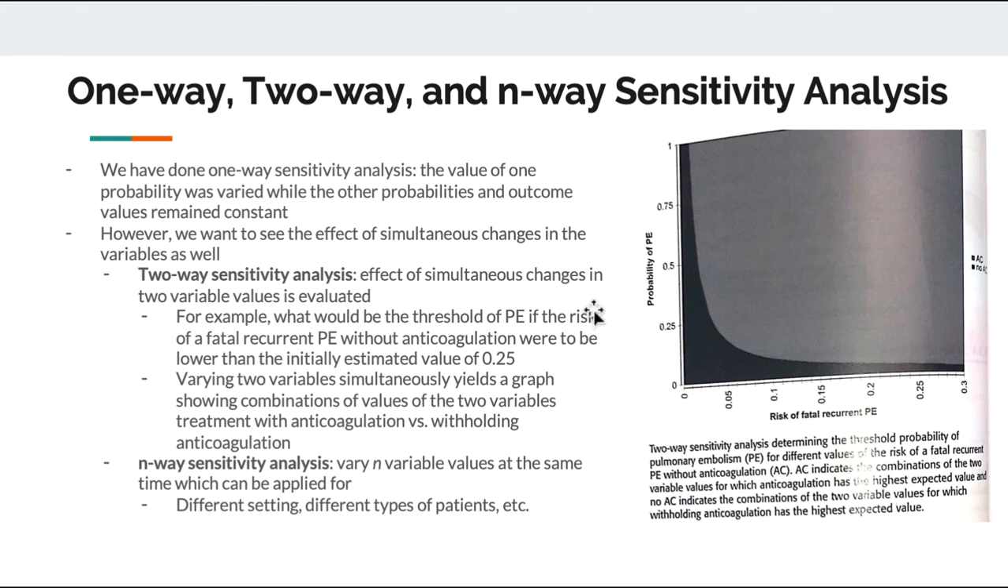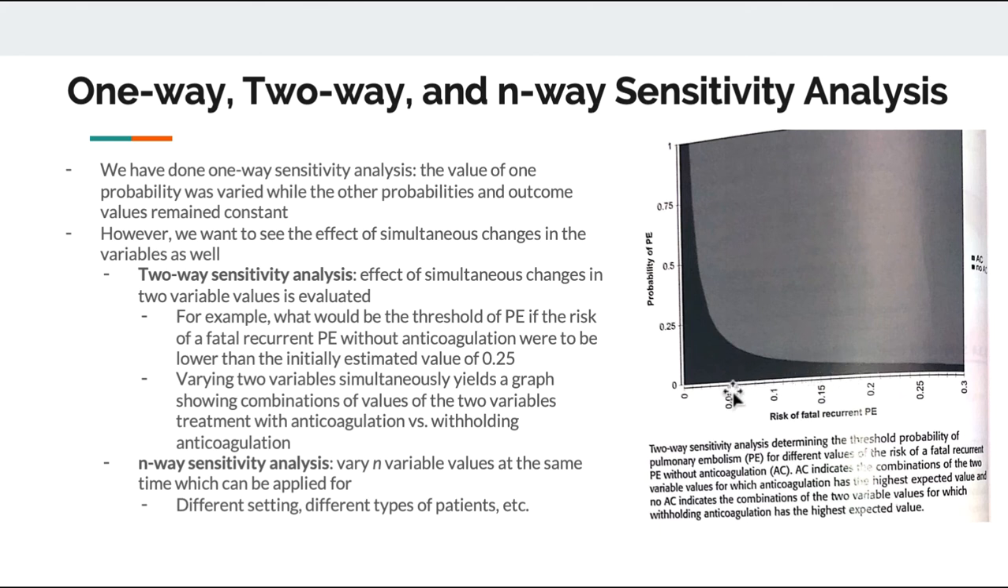Here's an example on the right-hand side. We would want to see the threshold for PE, if the risk of the fatal recurrent PE changes together, whether the decision is going to change or not. In this case, we're using a graphical plot to show the value of the probability of PE versus the probability of the fatal recurrent PE. The gray area is the AC, and the dark area is the no AC.